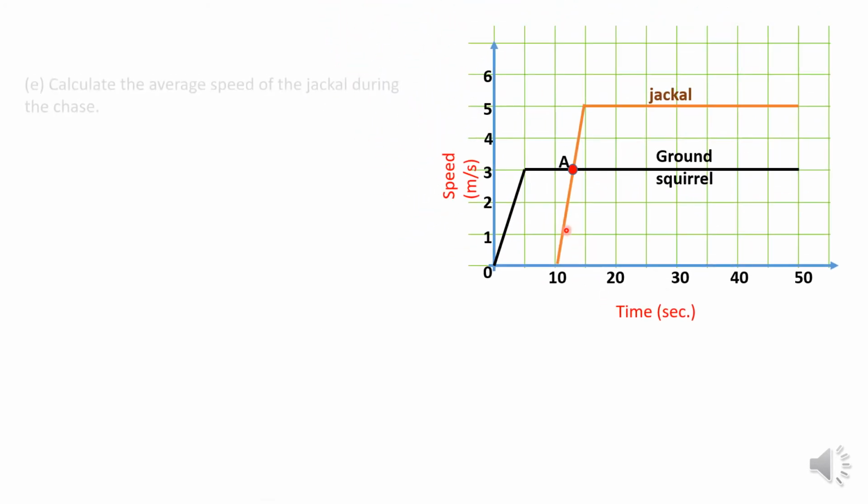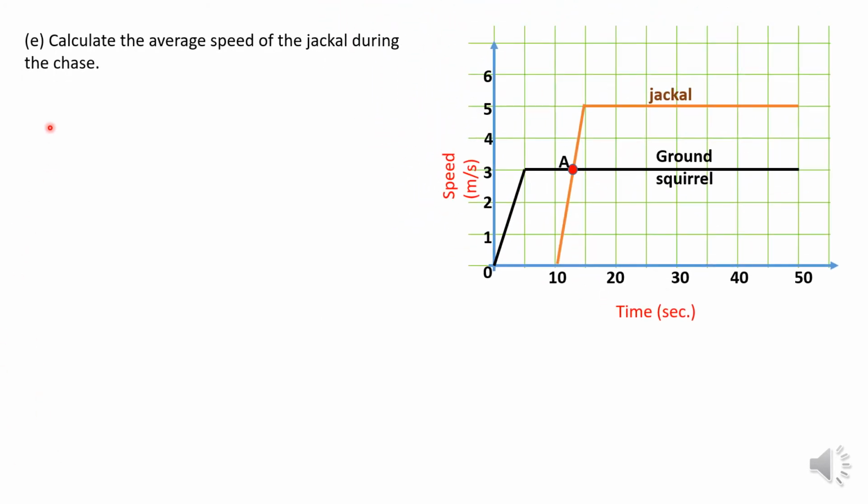Right, so let's bring that back again for the last time. It says calculate the average speed of the jackal during the chase. Now here's the thing about average speed. We know already that the total distance that the jackal covered from our previous question was 187.5. Okay, we know this. This was our distance.